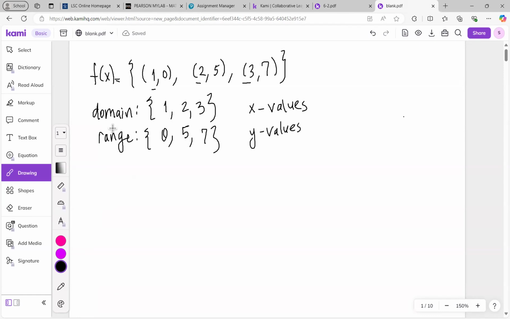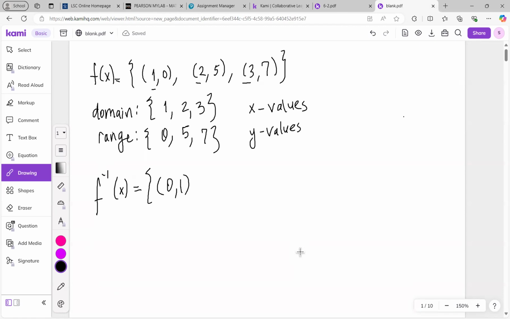Now, if somebody says find the inverse of this function, this is how we show the inverse: f to the power of -1 of x. This means I want to find the inverse of the f function. The inverse function and the function are just going to switch their domain and range. So this point 1 comma 0, on the inverse, will be 0 comma 1.